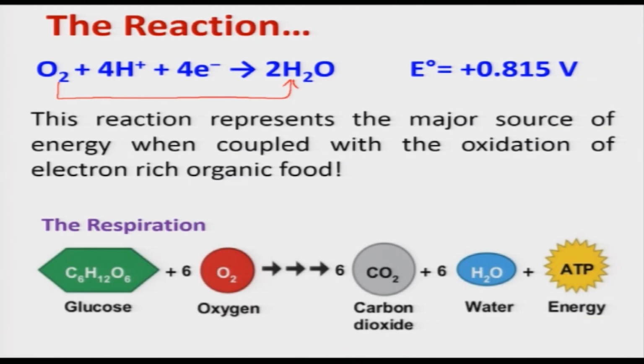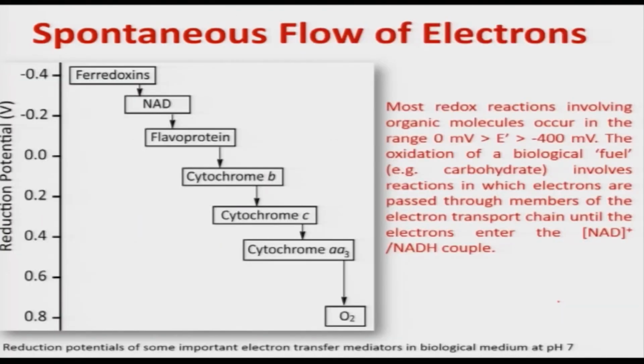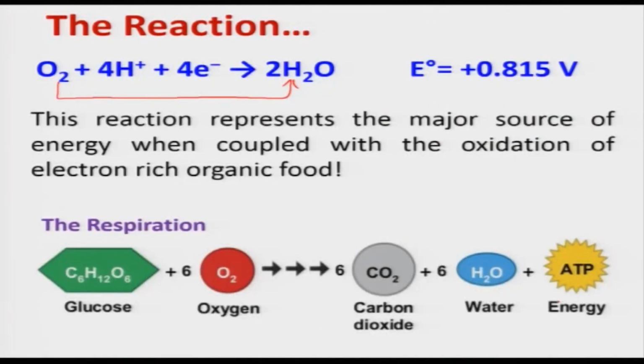This reaction represents the major source of energy when coupled with oxidation of electron rich organic food. The main reaction is shown here: glucose plus 6 molecules of oxygen eventually converts to 6 molecules of carbon dioxide, 6 molecules of water, and releases a huge amount of energy which is stored in ATP. As I have just said, dioxygen converting to water requires 4 protons and 4 electrons in a concerted manner, meaning all at a time, to produce this water.